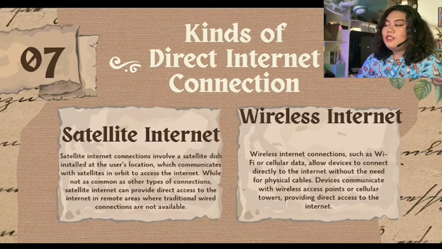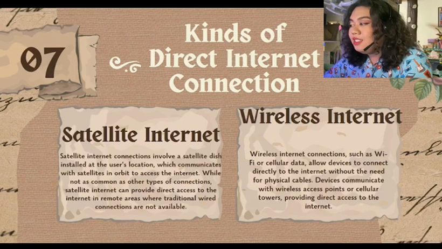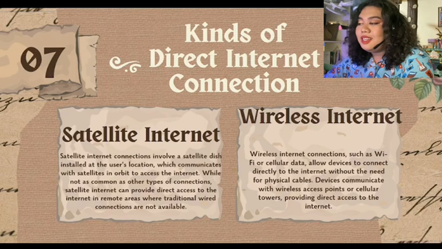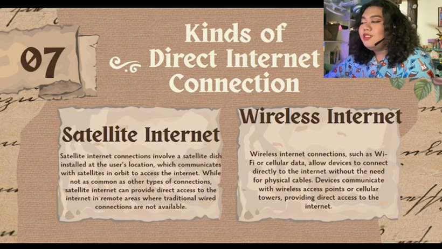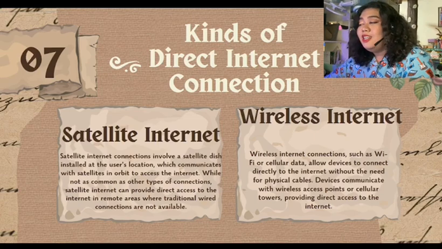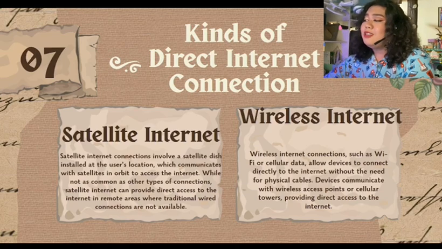The next is satellite internet. Satellite internet connections involve a satellite dish installed at the user's location, which communicates with satellites in orbit to access the internet. While not as common as other types of connection, satellite internet can provide direct access to the internet in remote areas where traditional wired connections are not available.